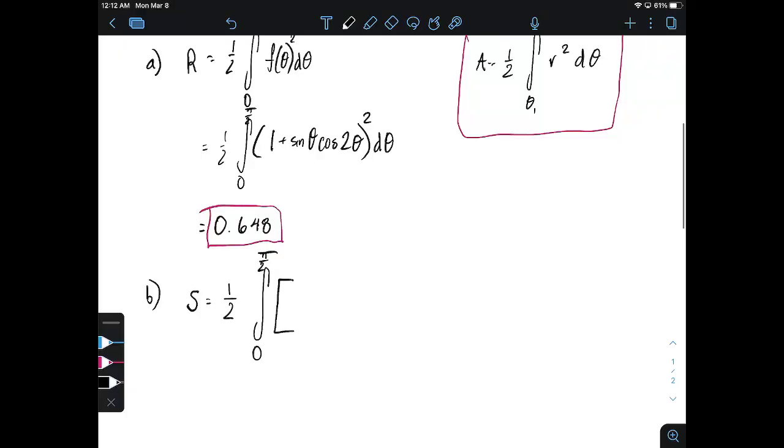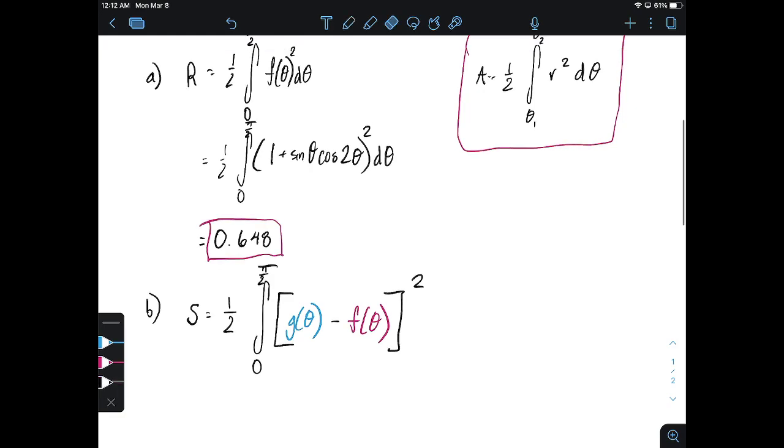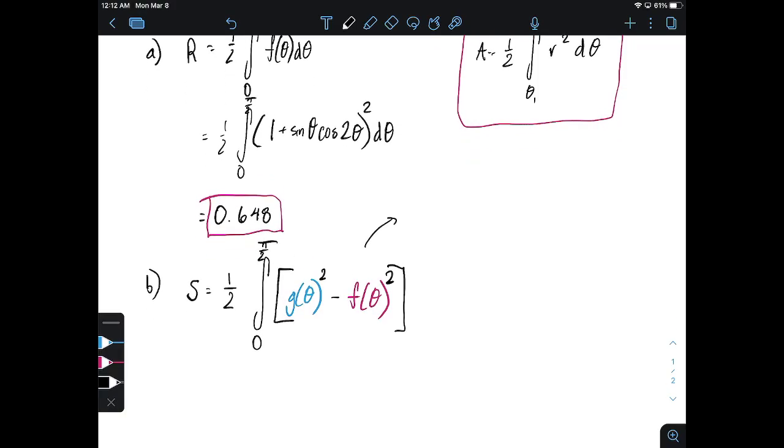And the way we can write that is by using g of theta minus f of theta, all squared. And that is not right. What we actually need to do is, it's not all squared, because then that would be different. It would just be each of them squared, because this is also written as the integral of r1 squared d theta minus the integral of r2 squared d theta, which is not equivalent to r1 minus r2 squared. So that's my bad, but we're good.